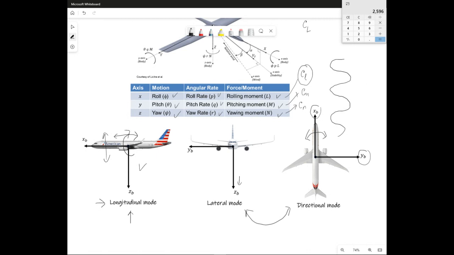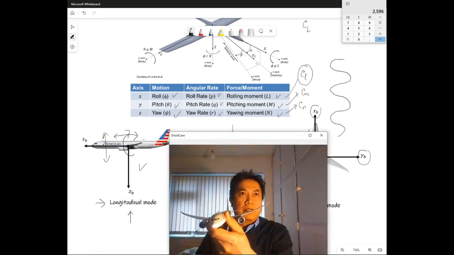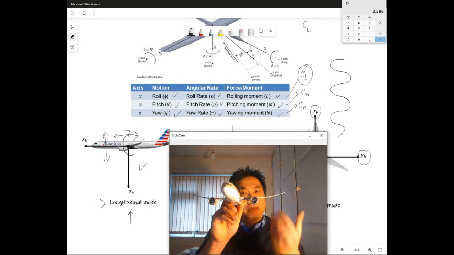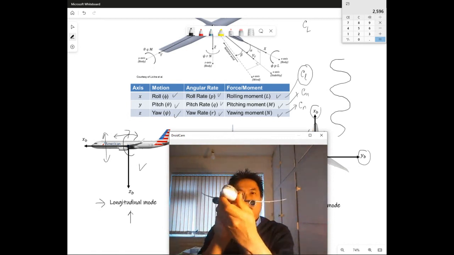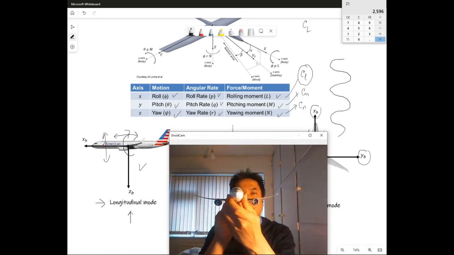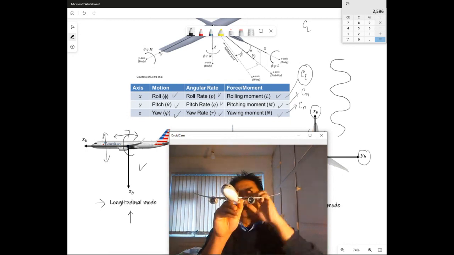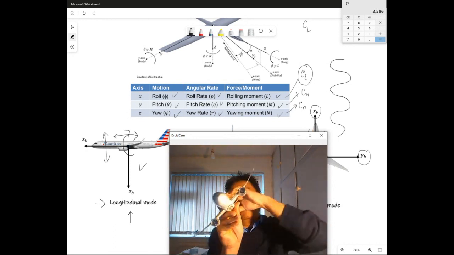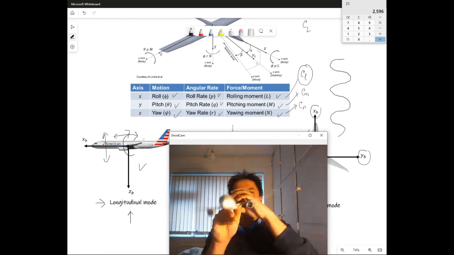I think it's better to make it quite big. So if you want to deflect your rudder, you are expecting that your aircraft is only yawing in that direction, but of course, because of the conventional shape of your aircraft, that vertical tail also gives you a rolling moment as well.